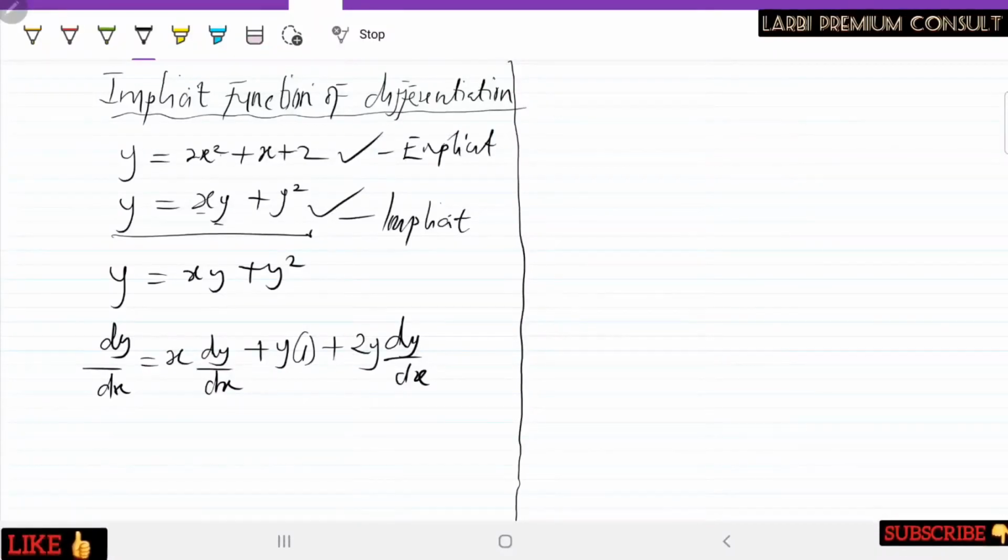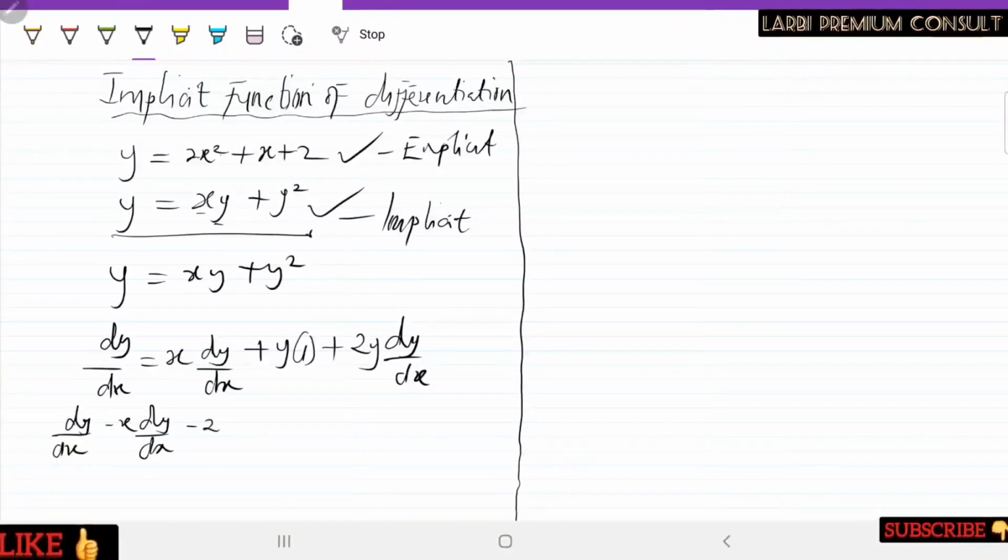So once you're able to get this, I'll make dy over dx the subject. What I'll do here is to group them. So I can say that I have my dy over dx here, minus my x dy over dx, minus my 2y dy over dx.